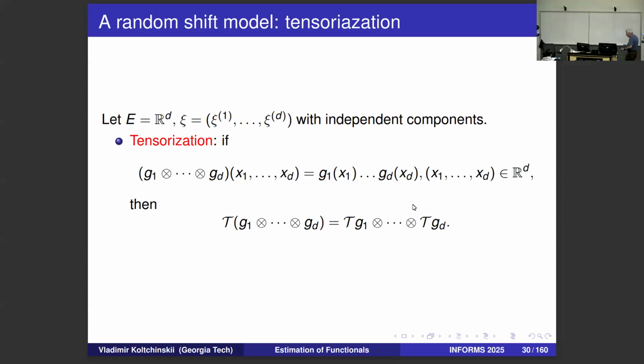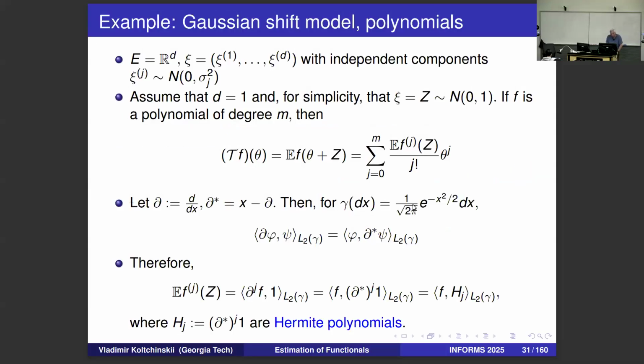These are just simple examples. Let's look at the case of the normal model. So we will assume that we created a basis in which the components are independent, and then since operator T tensorizes, it's enough to study this problem only in the case when d is equal to 1. Okay, so we'll assume that the noise is just a standard normal random variable.